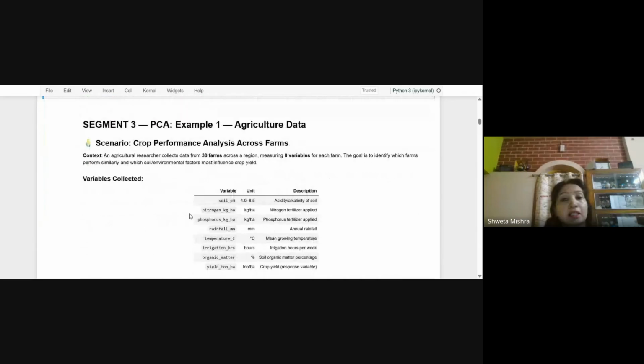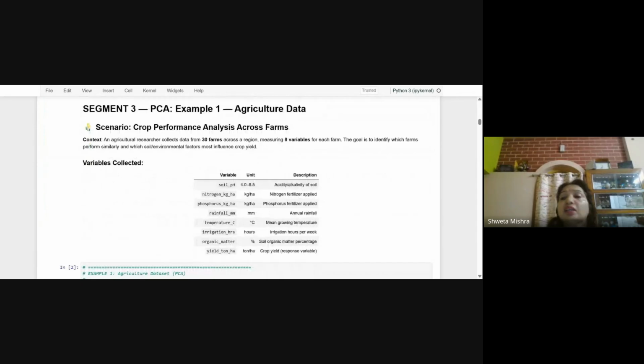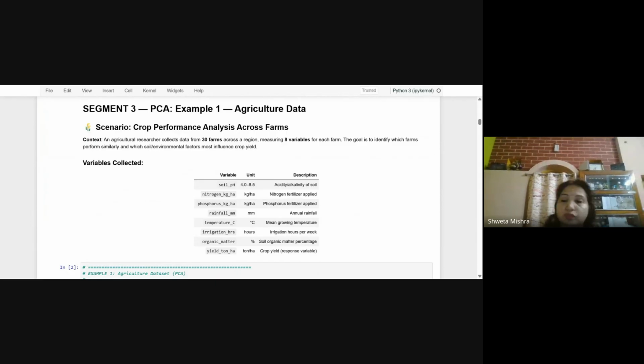So suppose for the agriculture data, we are considering a problem. What is our problem? We are considering that we have 30 farms across a region, and we have a total of 8 variables for each farm. The variables are soil pH, nitrogen, phosphorus, rainfall, temperature, irrigation hours, organic matter, yield, all this information. These are the units represented by the data.